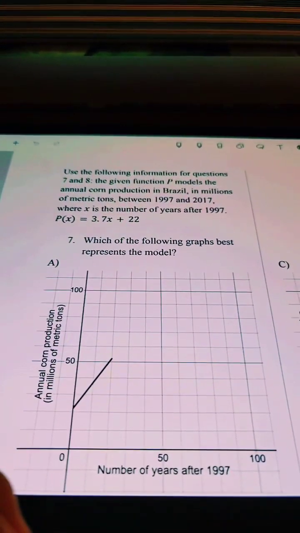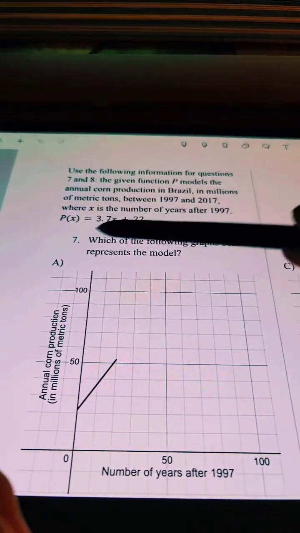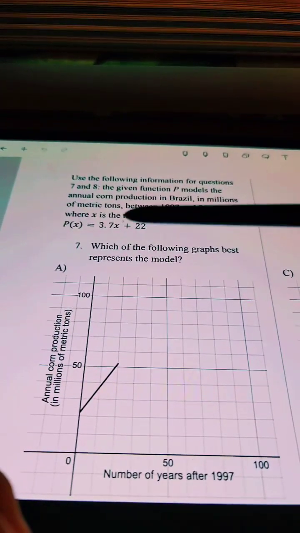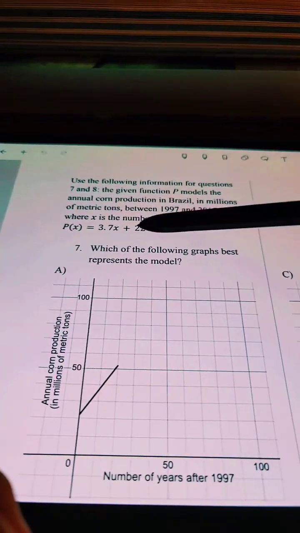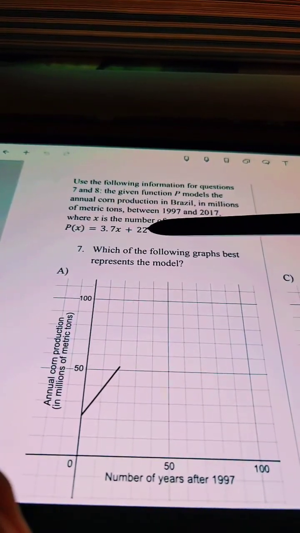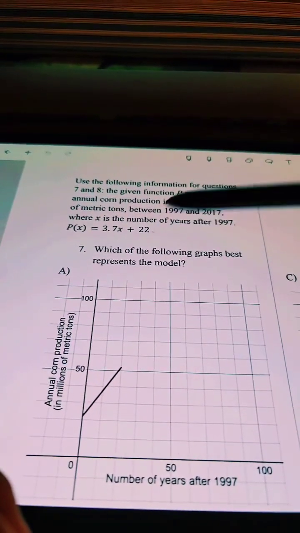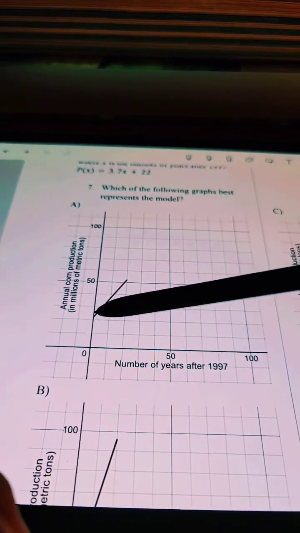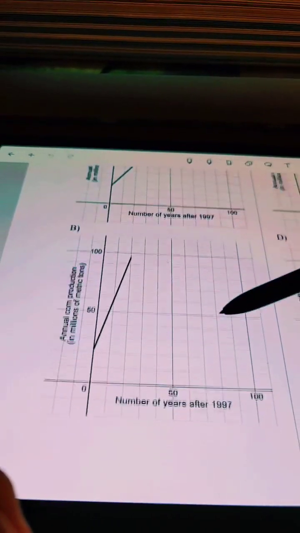So the first easiest part is to identify that this is a linear equation or linear function, because there's no crazy radicals or exponents or anything like that. It's just regular old X. So I know that the number floating on by itself over here, 22, is my y-intercept. So right away, I'm going to look to see, is the y-intercept at 22? Yes. This one's at 22.